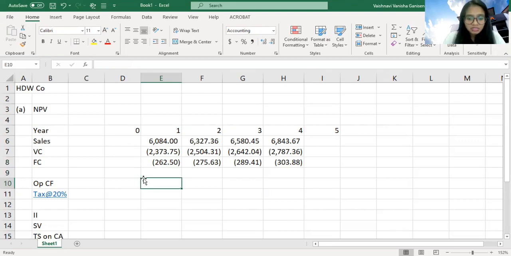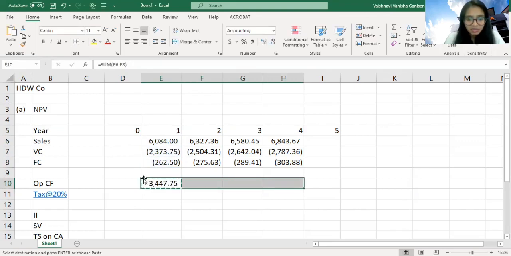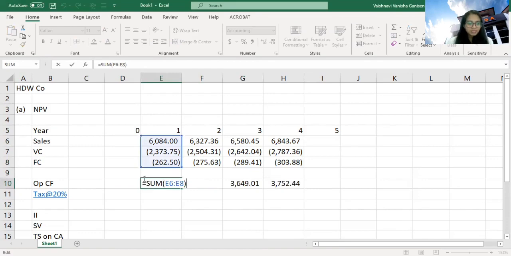All right, now. So now you can use equals SUM, open bracket. You highlight 1, 2, 3, close bracket, copy and paste it. So I'm going to leave it here for a few seconds so that you are able to copy my answer.